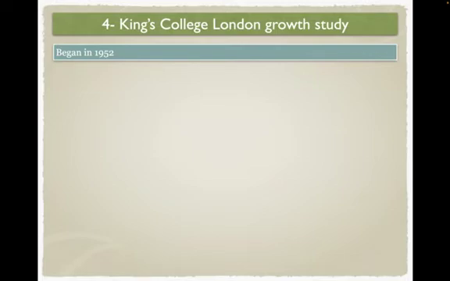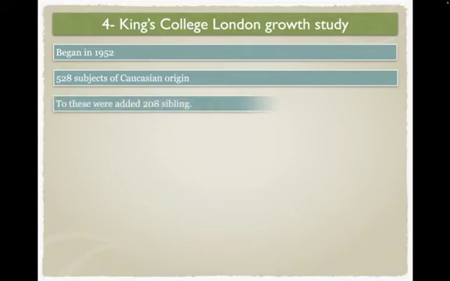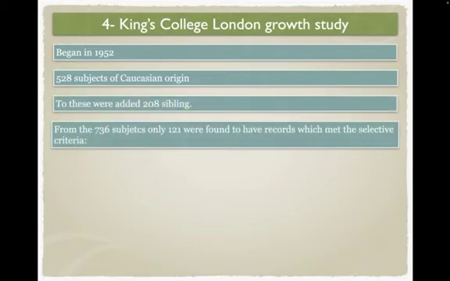So this study is considered a longitudinal study, although they did not start the study and follow the patients for a long time. This one started with 528 subjects of Caucasian origin, then they added 208 siblings. So the total is 736 subjects. And then, as we said, they only had enough records from 121 subjects.